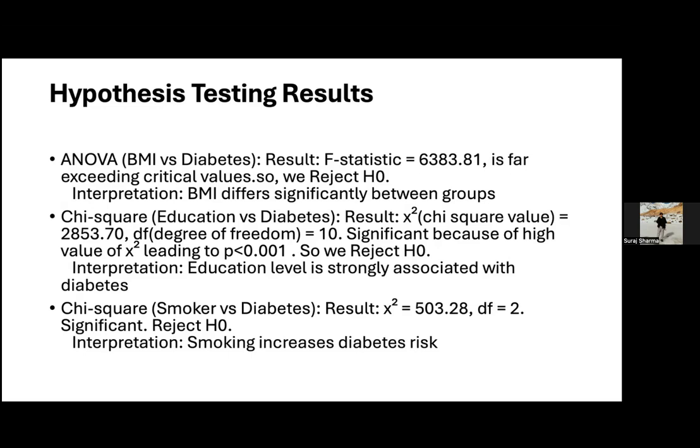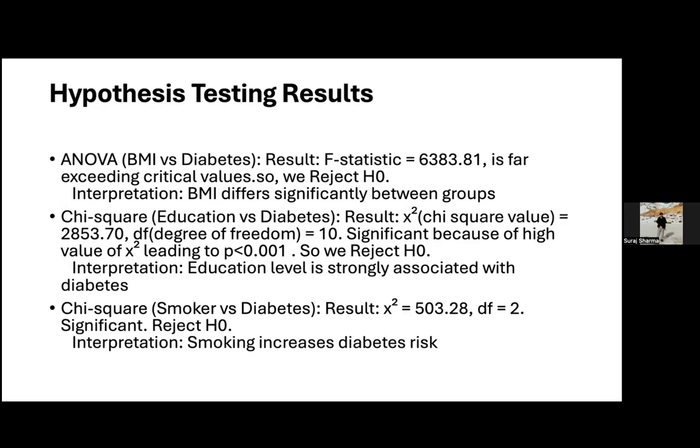Second, for the chi-square test between education level and diabetes status, the result was a chi-square value of 2853.70 with 10 degrees of freedom, and the p-value was close to 0. We reject the null hypothesis and conclude the education level is associated with diabetes status.